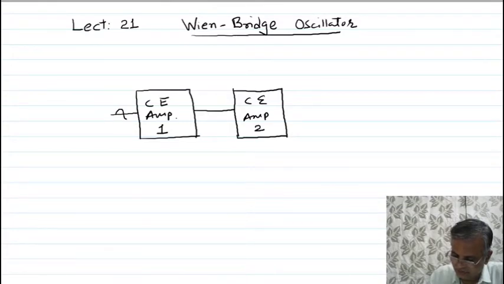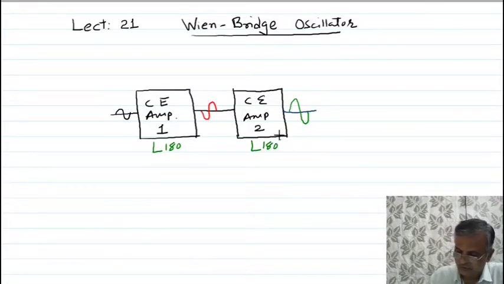If this is the input signal of the first stage, then the output signal will have a 180 degree phase shift. The output of the second stage is again 180 degrees. First stage introduces 180 degree phase shift. Second stage introduces 180 degree phase shift. Total phase shift is 360. This output is given back to the input through the frequency selective network.